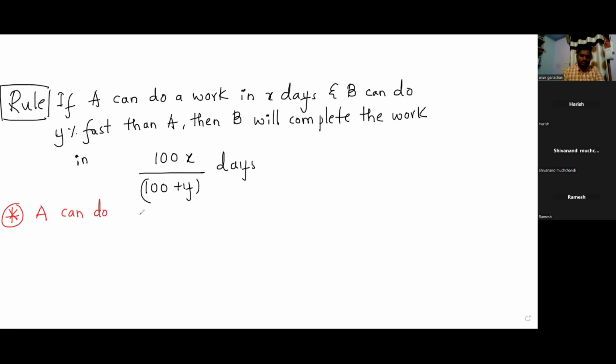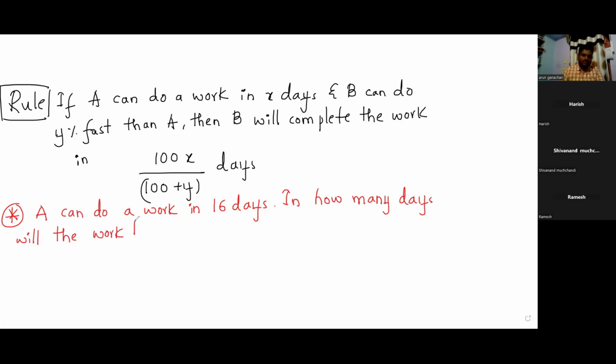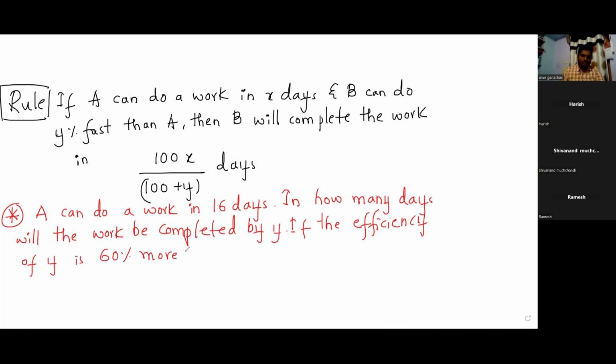A can do a work in 16 days. In how many days will the work be completed by Y, if the efficiency of Y is 60% more than that of X?